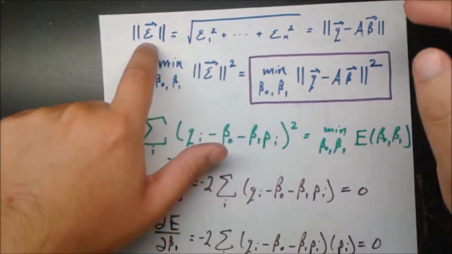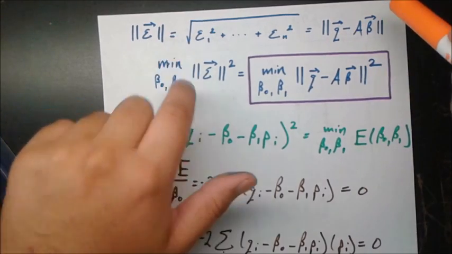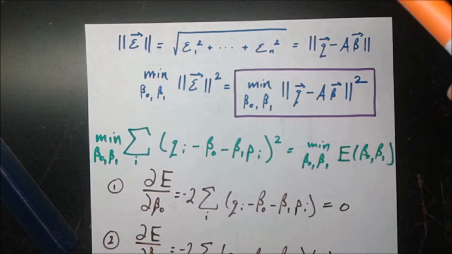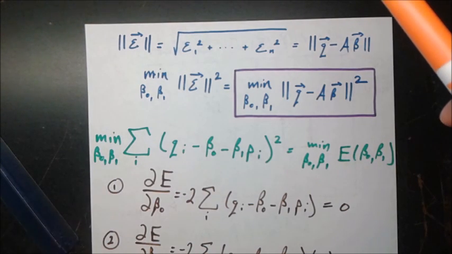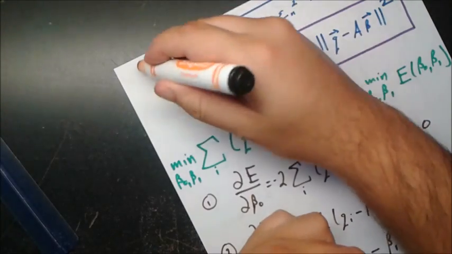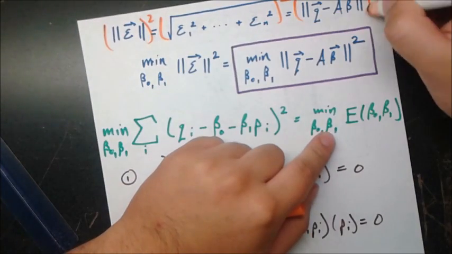And now, as we just saw, since the epsilon vector is equal to the Q vector minus A times the beta vector, the norm of this is equal to the norm of this, right? So naturally, what do we want to do? We would like to minimize the sum of the squared errors, right? So we want to minimize this quantity squared, because if we minimize this squared, then we're minimizing this squared, which is this squared.